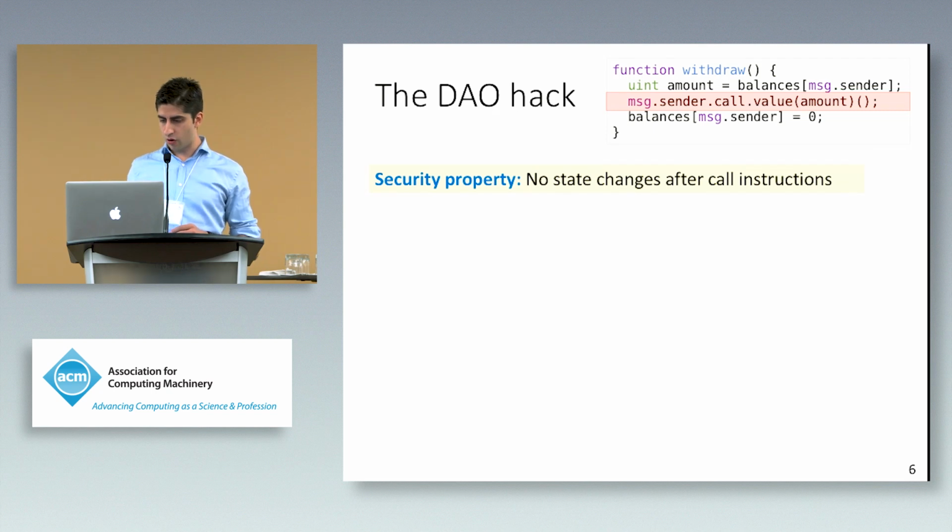So here again, we have the DAO hack. The problem is that the balance is set, the state is changed, only after the call instruction terminates. So an example of a security property we may formulate to detect this kind of bug is that we don't want to have state changes after the call instruction. So imagine we care about this security property.